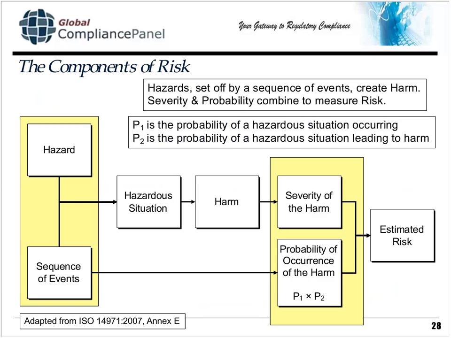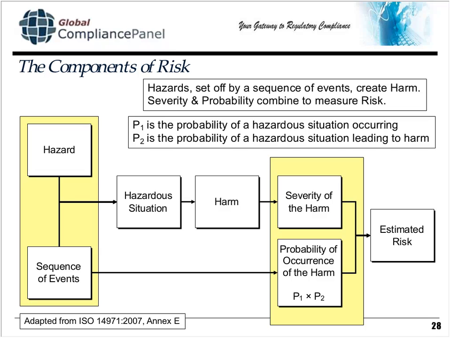So you're going to identify hazards. And hazards are going to be associated with a sequence of events. When the sequence of events happens, then we move from hazard to a hazardous situation. This is a potential to be harmed. When somebody actually encounters the hazardous situation, they do get harmed. And we're going to count harm as having a severity of the harm and a probability of occurrence of the harm. And we're going to combine them to estimate risk.